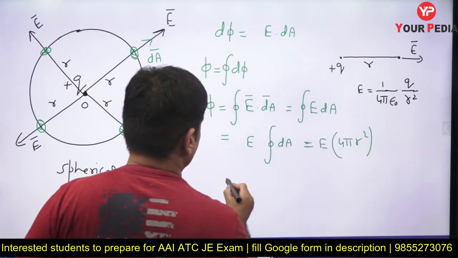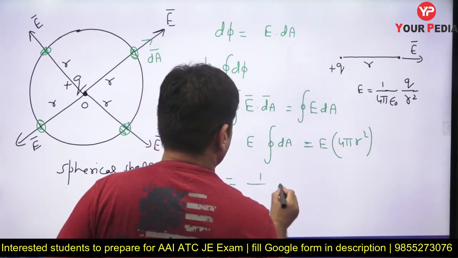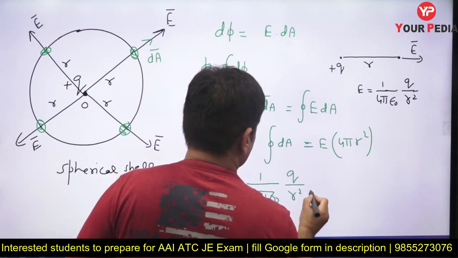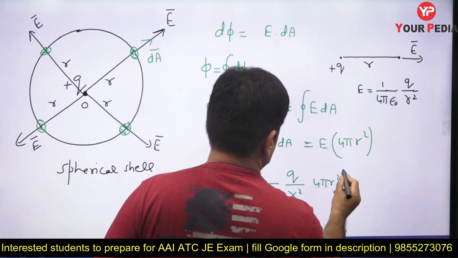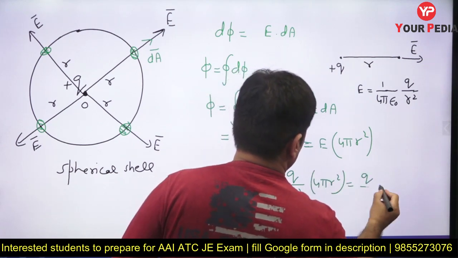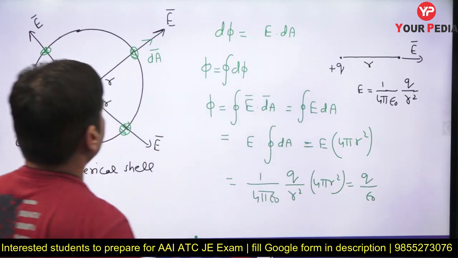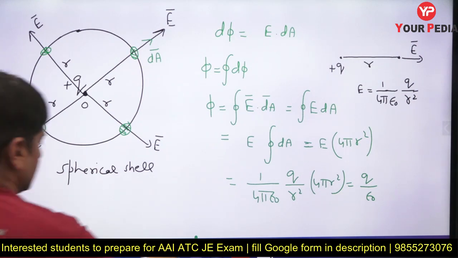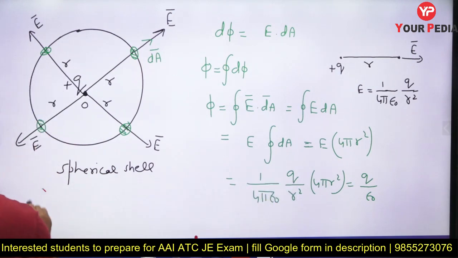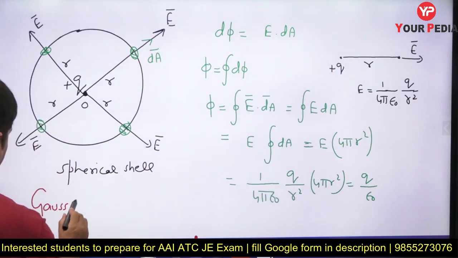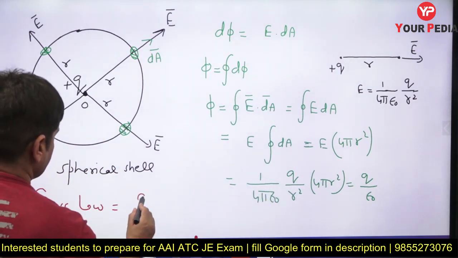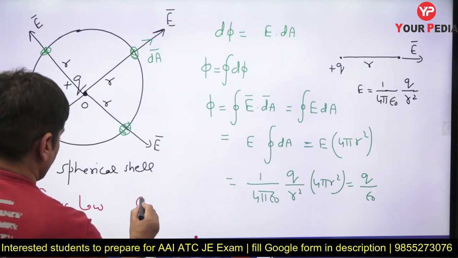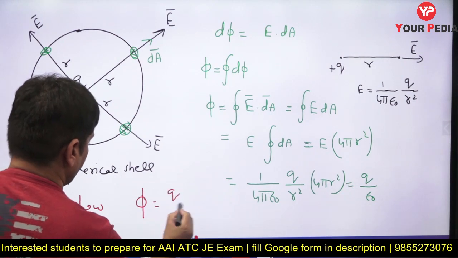Now you put the value. Please put the value of E, 1 by 4 pi epsilon naught, Q by R square, times 4 pi R square. If you multiply it, you get Q by epsilon naught. So this is the derivation of Gauss law. This particular thing is called Gauss law, and that is something which is very, very important. Electric flux phi is equal to Q by epsilon naught.